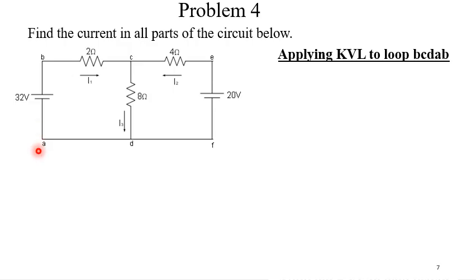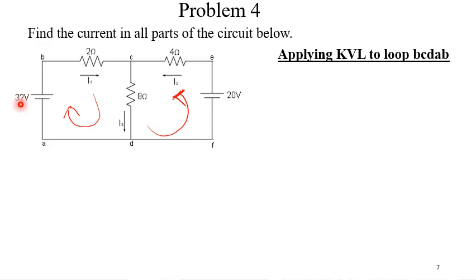So we realize that A, B, C, D, A is one loop, and C, E, F, D, C is also another loop. And here the good thing is that they've done our current assignment for us. So since they've done our current assignment for us, we'll take this loop in a clockwise direction, and here we'll decide to take the loop in anti-clockwise direction.